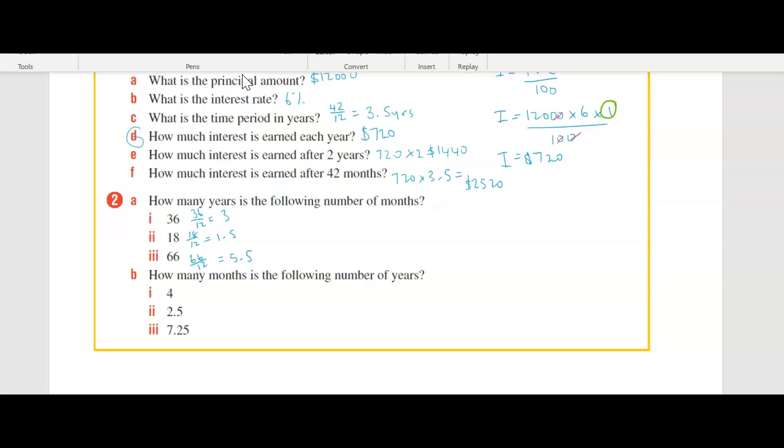How many months is the following number of years? Okay, so this time we multiply by 12. So 4 times 12 is 48. 2.5 times 12, 12, 24, 30. And 7.25 times 12, so 70, 84, and 87.